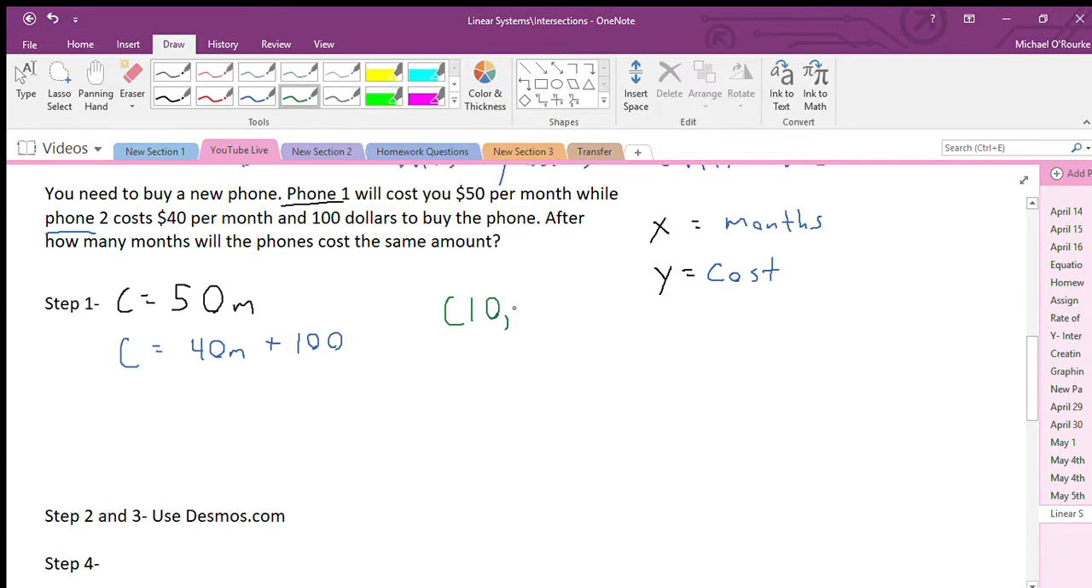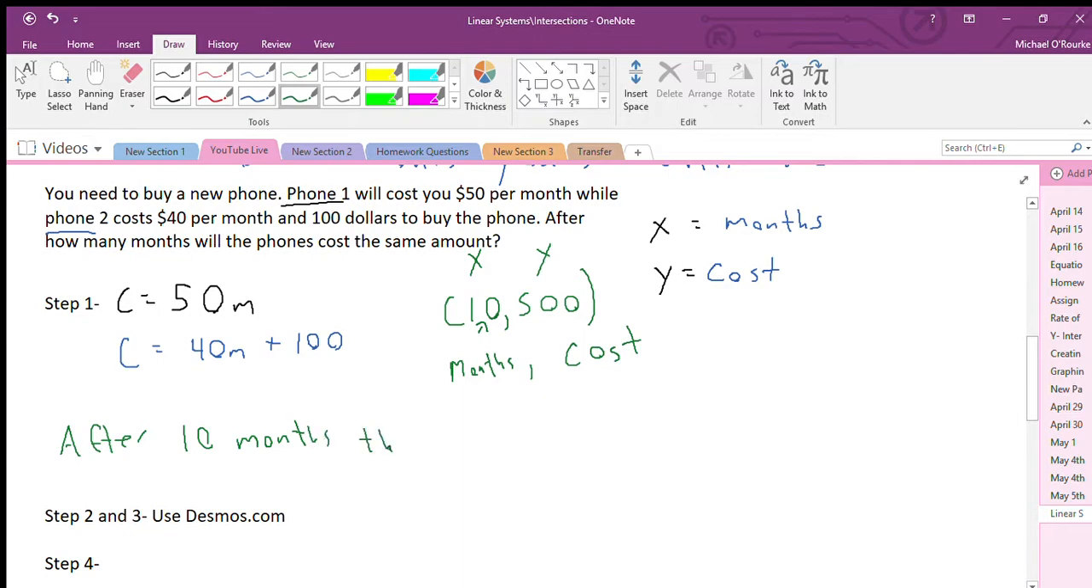10, 500. So what does that mean though? Remember, this is X, this is Y. So that means months, comma, cost. So they're going to be equal at 10 months. They're going to have the same cost. So I ask how many months, after how many months will the phones be the same amount? Okay, so that's easy. So after 10 months, the phones cost the same.